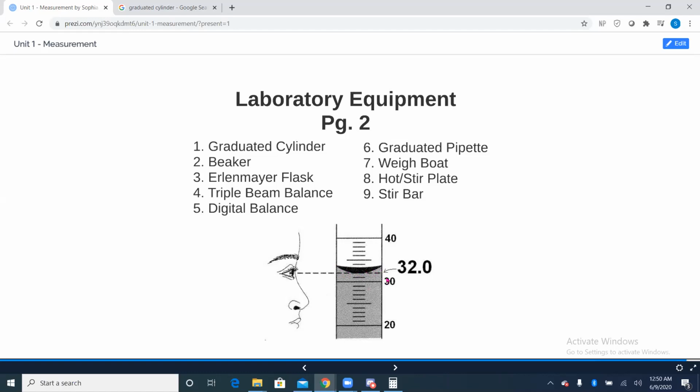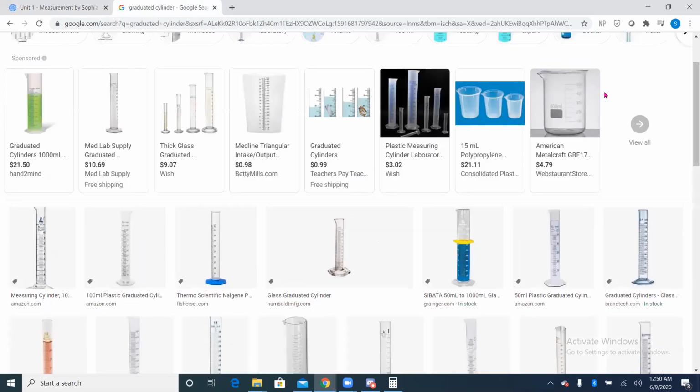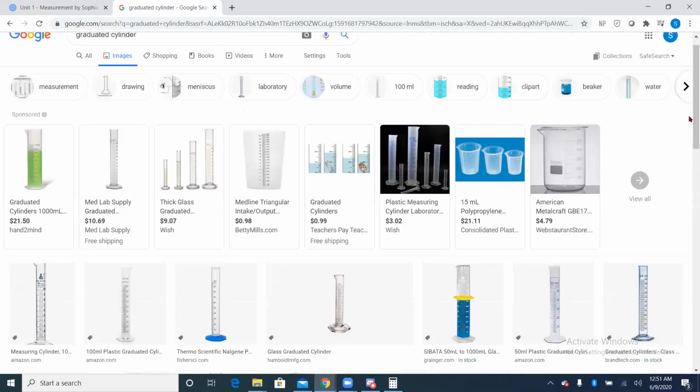So in this case, if this is 30, that's 40, that would have been 35. Our answer is 31, 32 in this case. Now, by comparison, we can see this picture here. This is a beaker, not a graduated cylinder. So beakers are shorter and fatter.